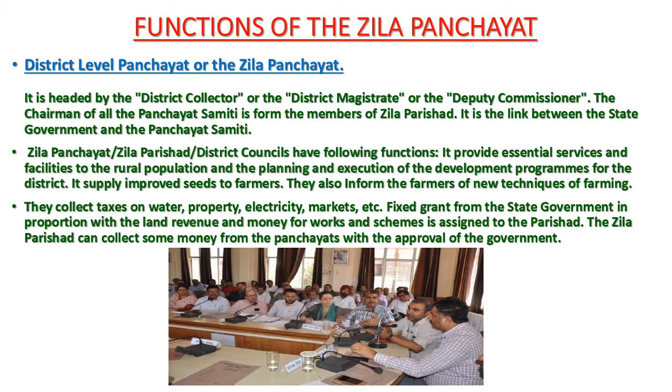Fixed grant from the state government in proportion with the land revenue and money for works and schemes is assigned to the Parishad. The Jila Parishad can collect some money from the Panchayats with the approval of the government.